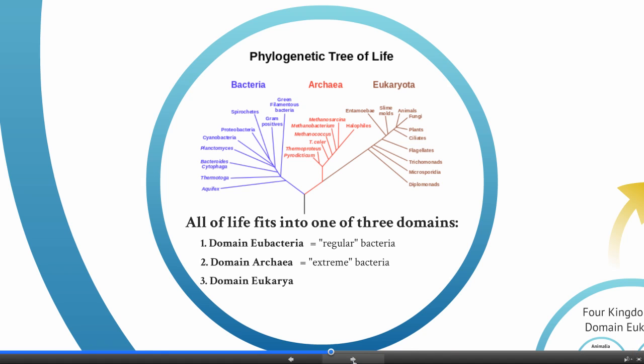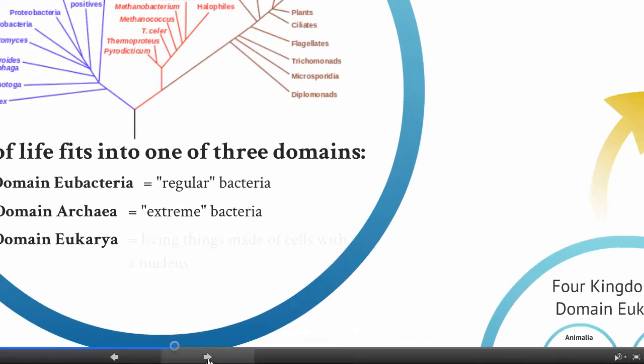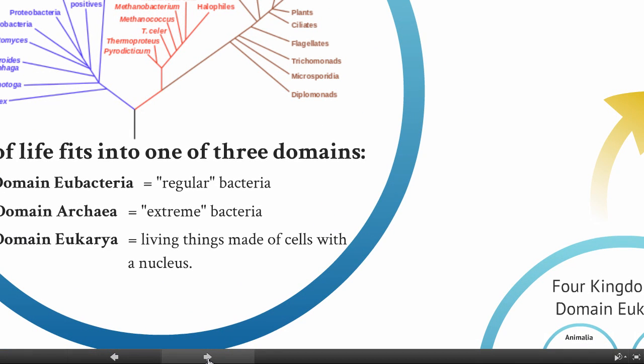Finally, we have the domain Eukarya, and eu means true, and karya refers to nucleus. So these are the true nucleus organisms. Technically, these are any living thing made of cells with a nucleus. Everything you think about that's not bacteria, from redwood trees to owls to grass, all of those things are going to be in the domain Eukarya. So it's a very big group, but what they have in common is the nucleus, and we'll explain more about what that is a little later in the semester.